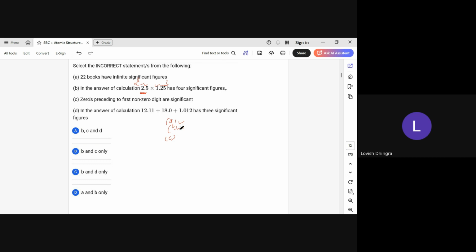Zeros preceding the first non-zero digit are significant. So again, this is wrong. Okay, this will also be discussed. Then what about D? When you add 12.11, 18.0, and 1.012, then it has 3 significant figures. It is given. So whether this is right or wrong? True. Yes. So this will be true. Clear? Because when you add, you will get a number which will have 3 significant figures, of course. So whatever is wrong is B and C.